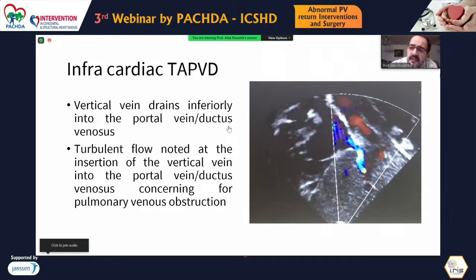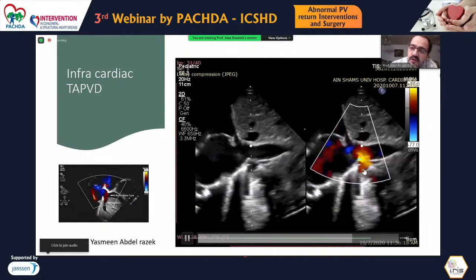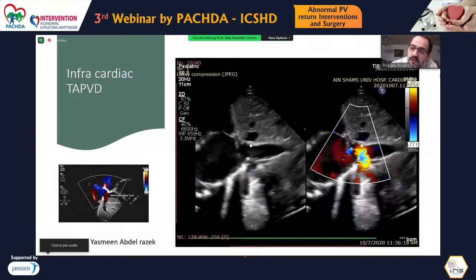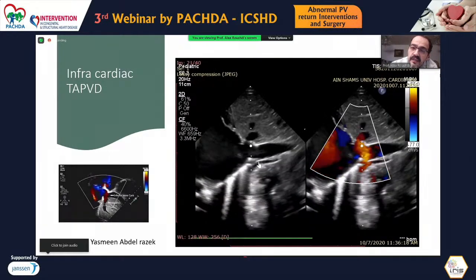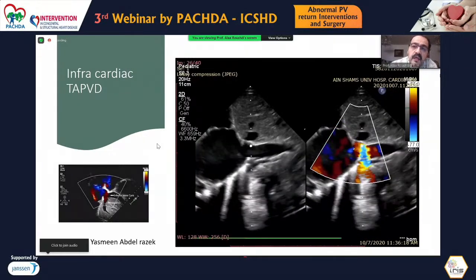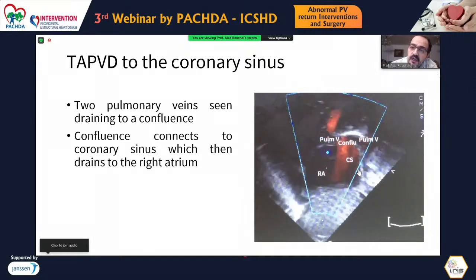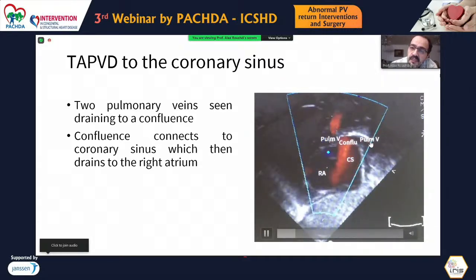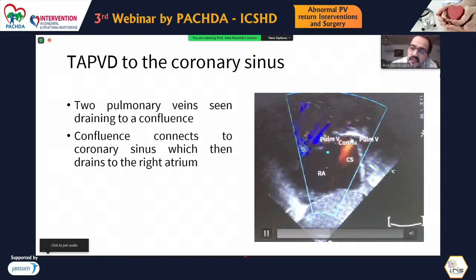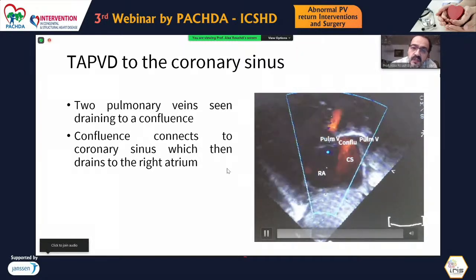This is another case of total anomalous pulmonary venous connection where the venous confluence is joining the inferior vena cava immediately before its insertion to the right atrium. And this is the total anomalous pulmonary venous connection of a cardiac type, where the venous confluence on both sides is joining the coronary sinus, and then the coronary sinus opens into the right atrium.